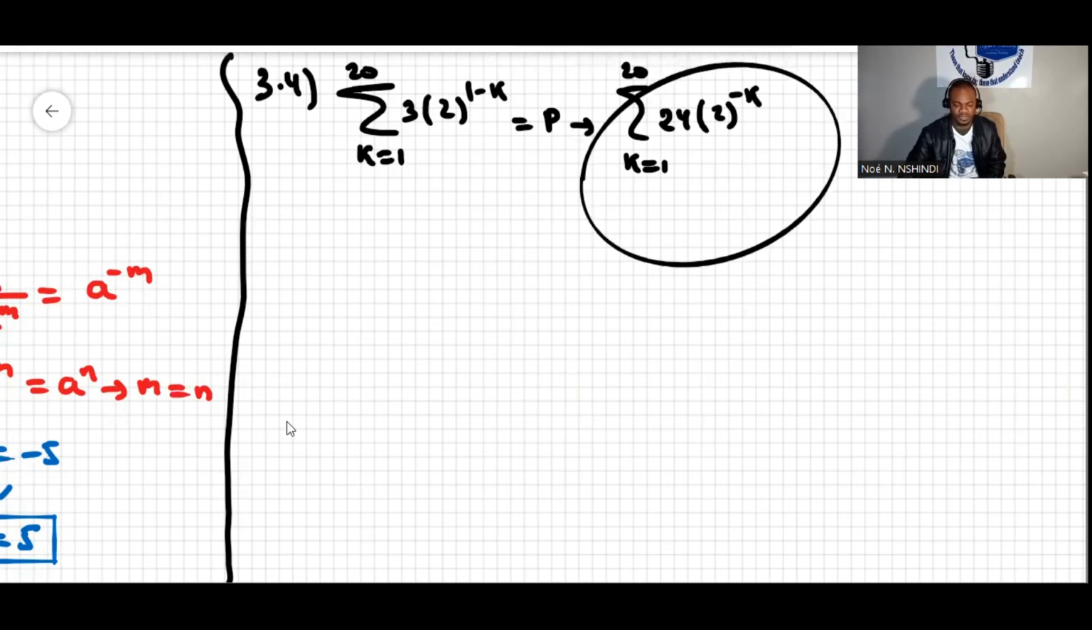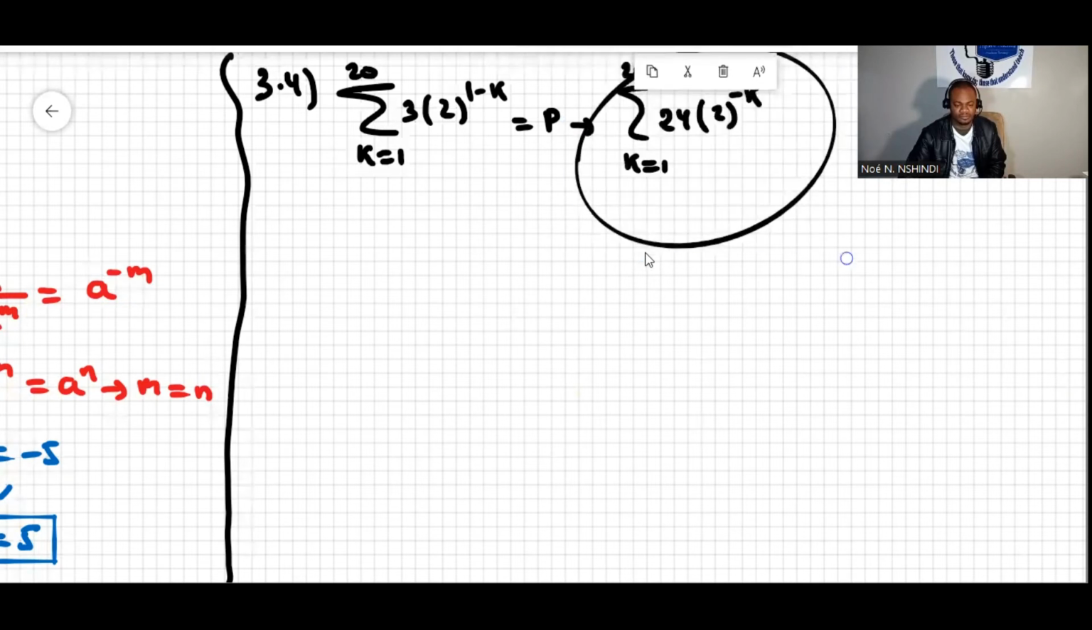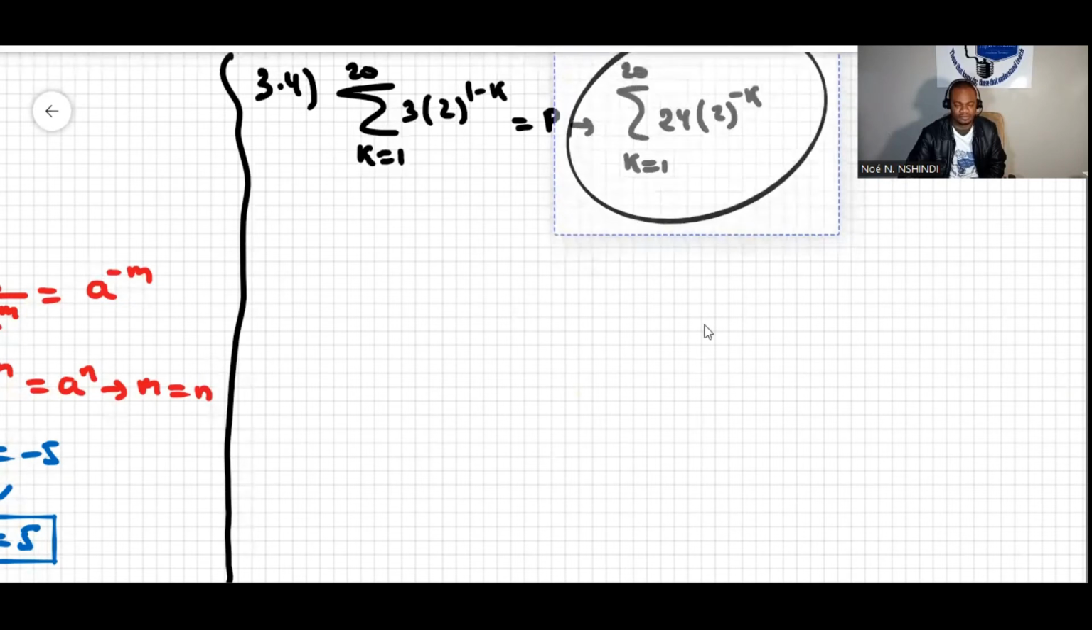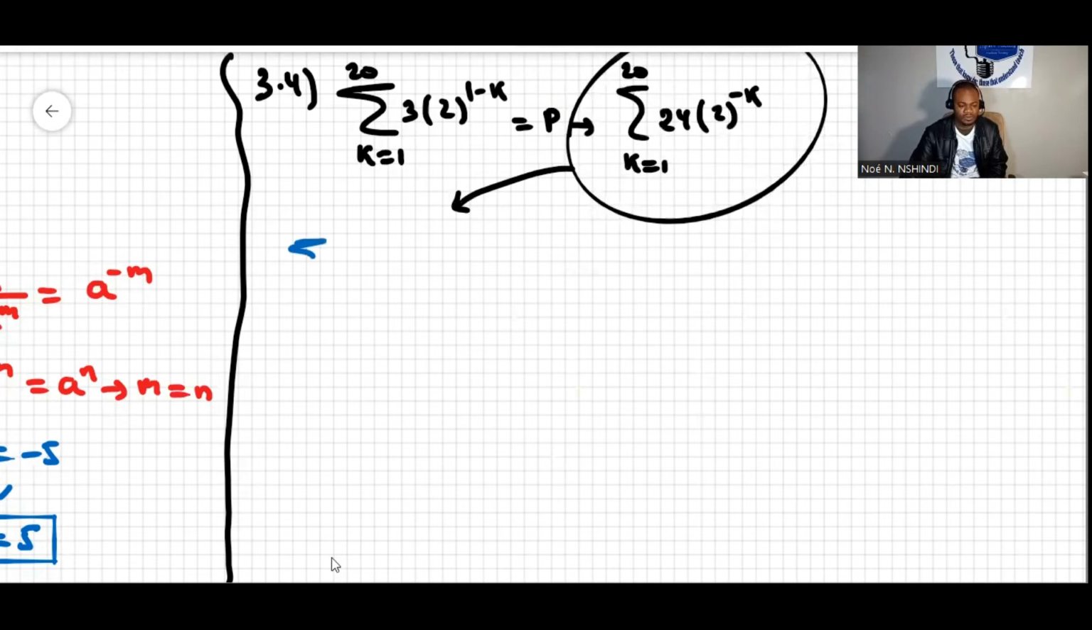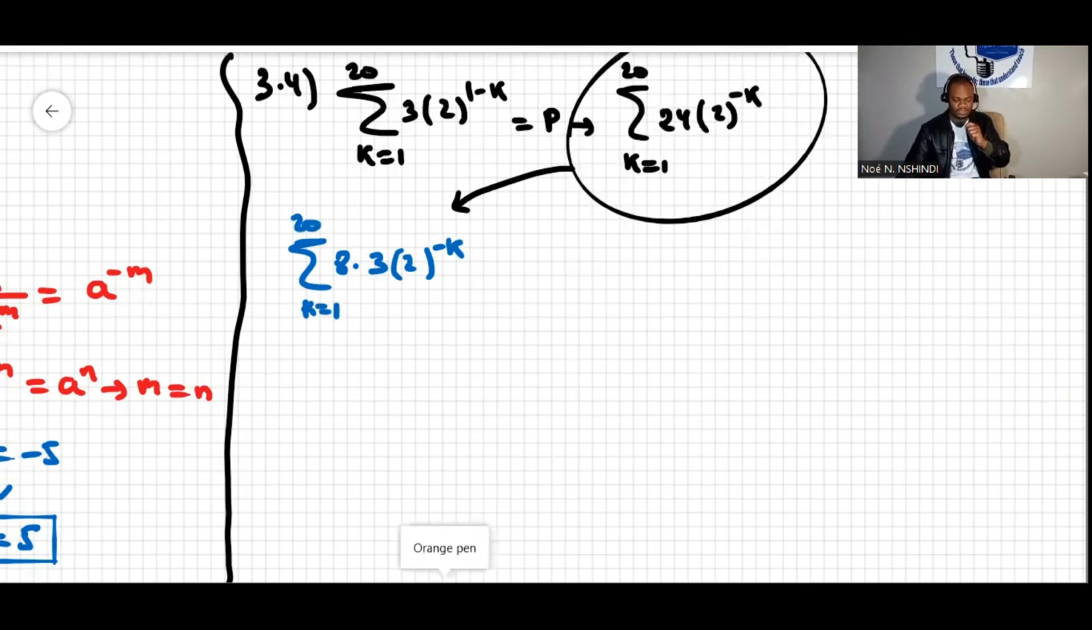Looking at this part, this is what I can do. We can write 24 as 8 times 3, okay, and then it will be 2 to the negative k, and then the sum of k starting from 1 to 20. We can do that. Why? Because I know this is almost like that thing, but it's not exactly the same thing. Almost is not exact. But what else can I do?